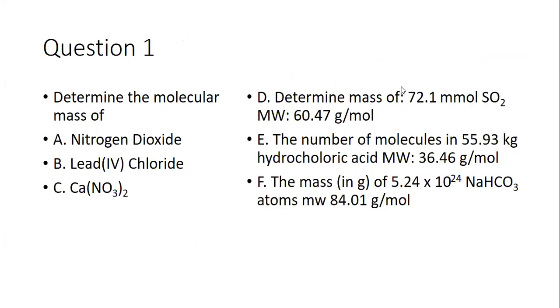Right. So the last thing we're going to do is let's just focus on A, B, and C. We'll do D, E, and F on Friday, but see if you can tell me what the molecular mass of nitrogen dioxide, lead 4 chloride, and calcium nitride are. So try, using your periodic table, to figure these out. And I will be back in a few minutes to show you how it's done. But yeah, try it on your own first.